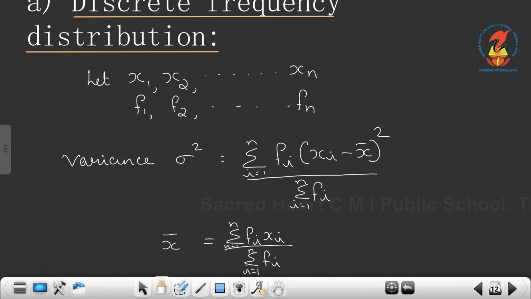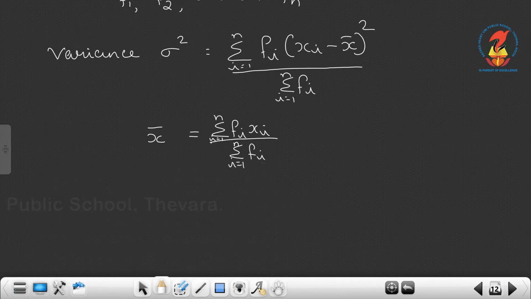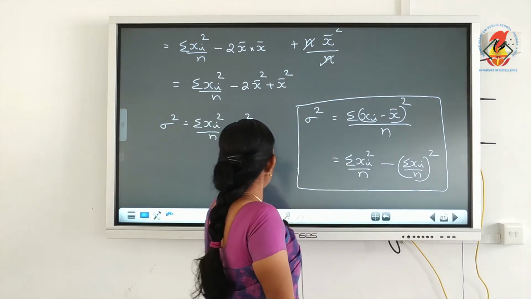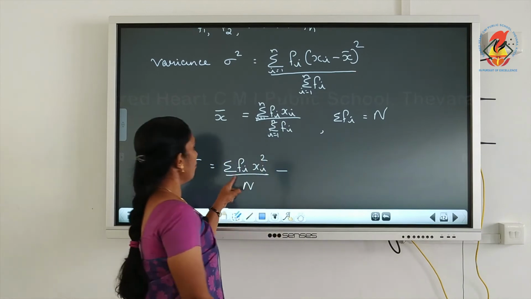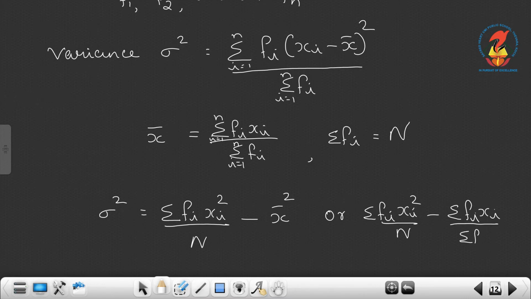Okay, so both you have to learn. The same way, here for discrete frequency distribution, the sigma square formula is like this: fi into xi minus x bar whole square by sigma fi. And this is the way for getting mean. Here also we can expand and write sigma square equal to sigma fi into xi square by sigma fi. Sigma fi is same as what? Capital N. Minus, in the last one, look here, sigma xi square by n minus x bar square. So the same way we can write here, fi xi square by n minus x bar square, or I can write sigma fi xi square by n minus sigma fi xi by sigma fi whole square. Either this or this you can learn.